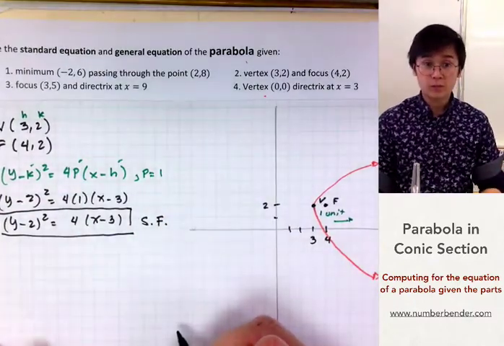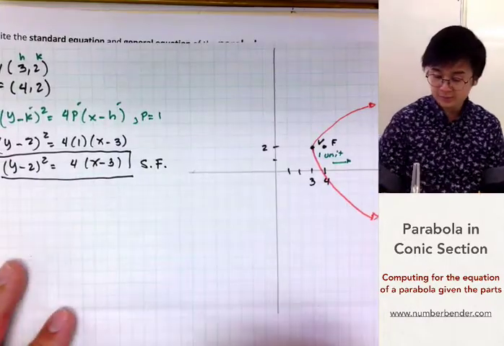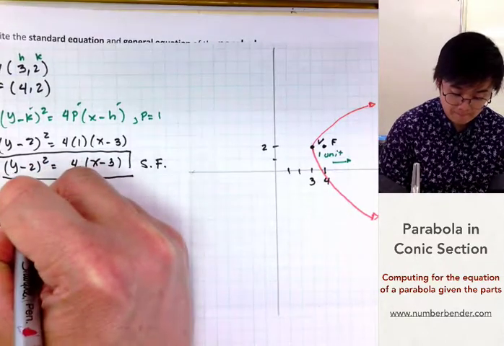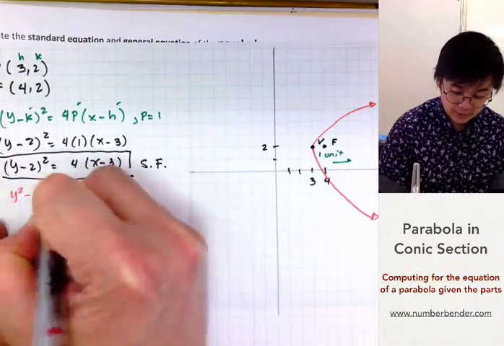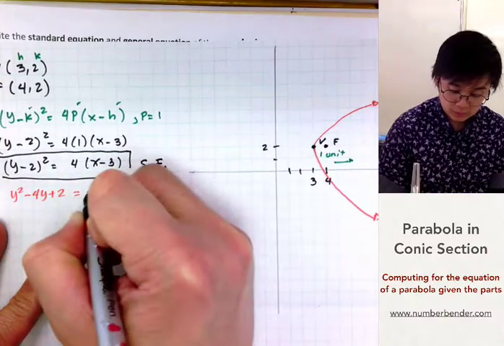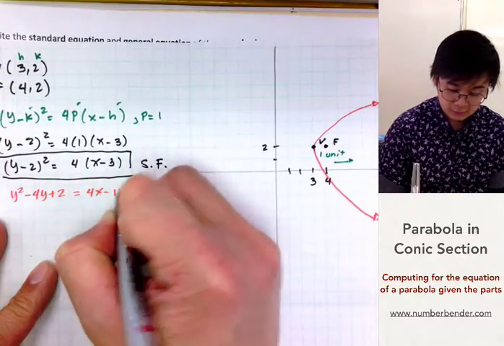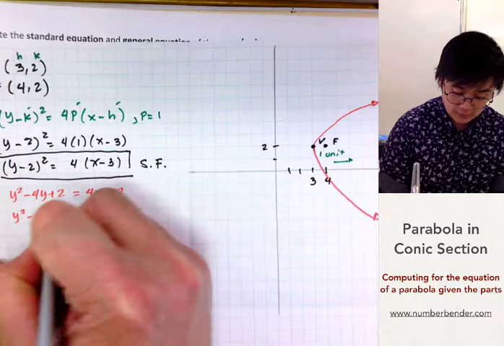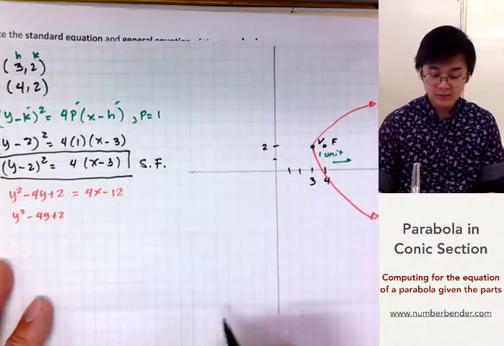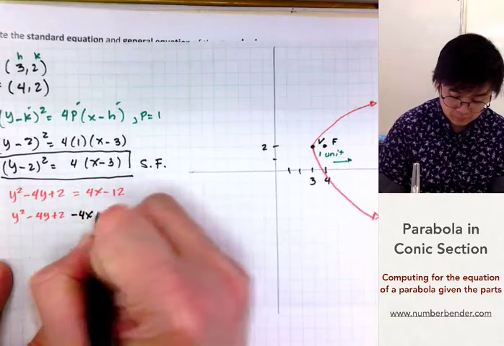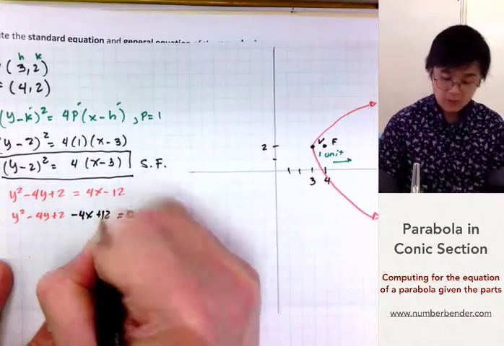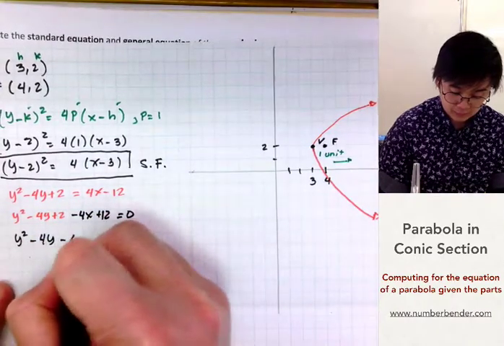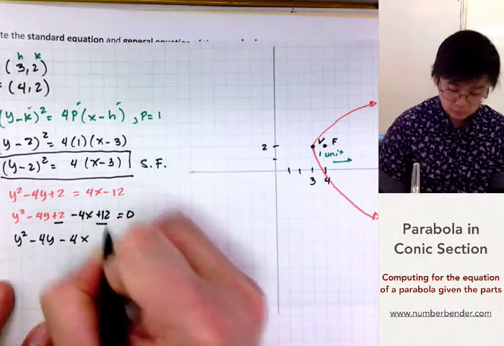And the general form of the parabola, by using algebra: (y minus 2) squared is y squared minus 4y plus 4 equals 4x minus 12. And by equating it to 0, we'll have y squared minus 4y plus 4, minus 4x plus 12. We'll have y squared minus 4y minus 4x, and 4 plus 12 is 16.